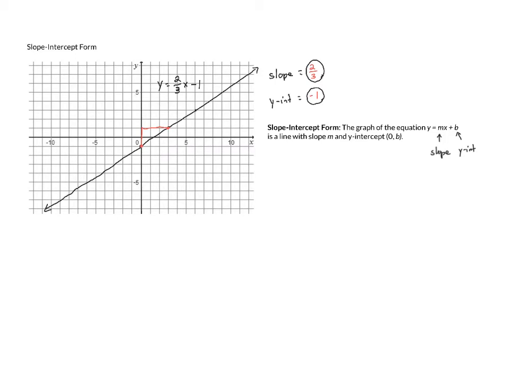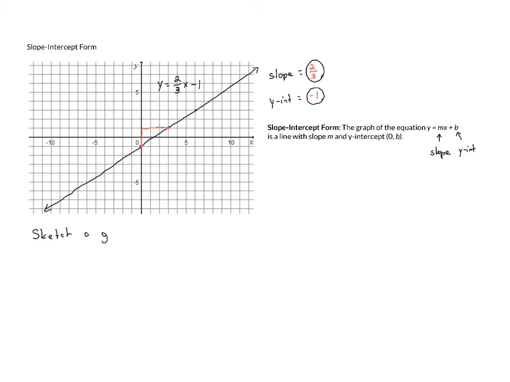And this is useful because if we have an equation in this form, just by looking at it, we can figure out the slope and the y-intercept. And that is enough information to sketch the graph. Let me show you how it's done.